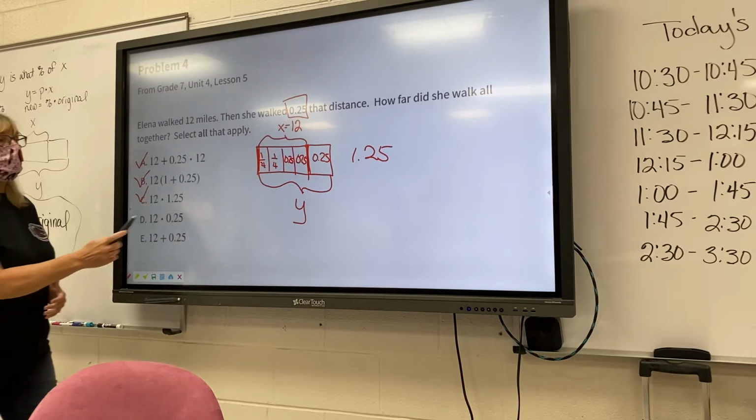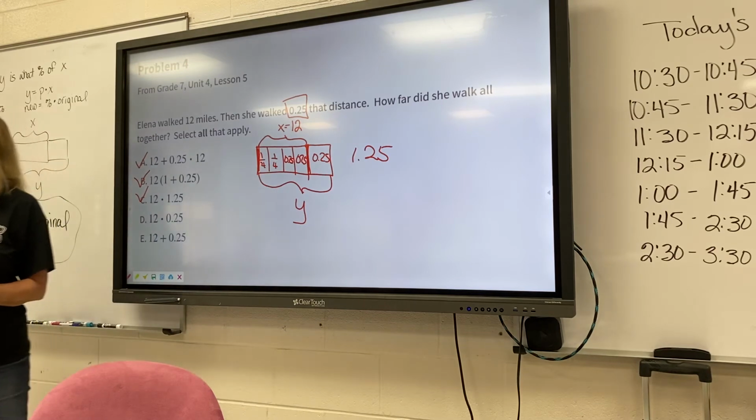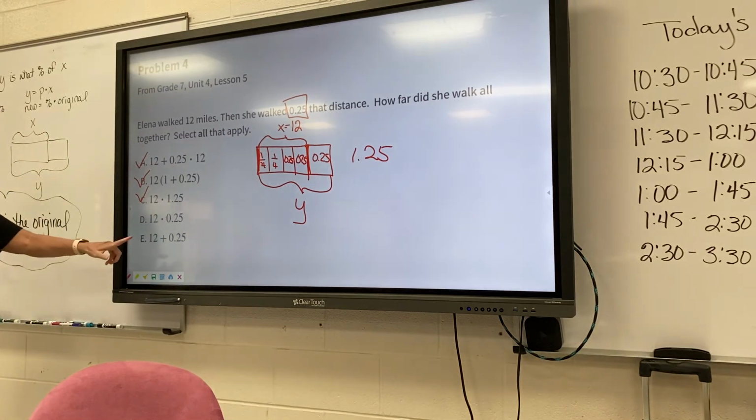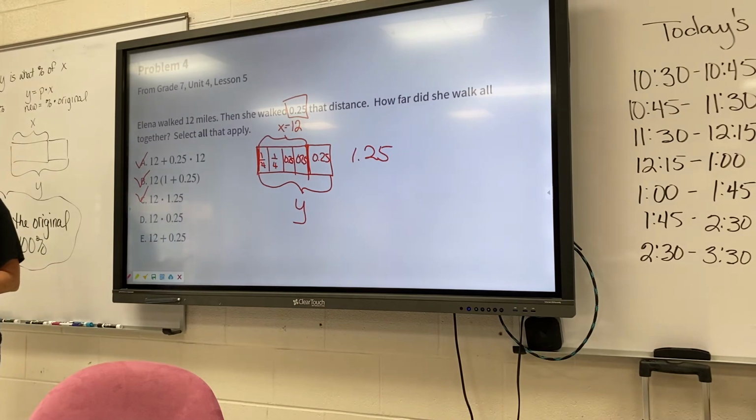No. That's just finding this distance right here, the piece she added on. Okay? How about 12 plus 0.25? That's just adding 0.25 miles. Okay, and that's not what she did. So A, B, and C.